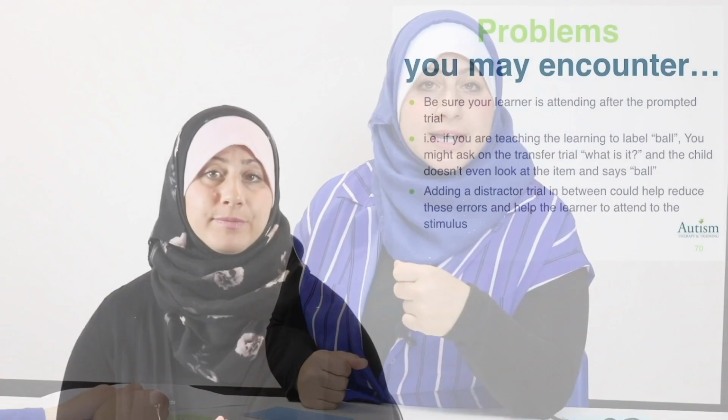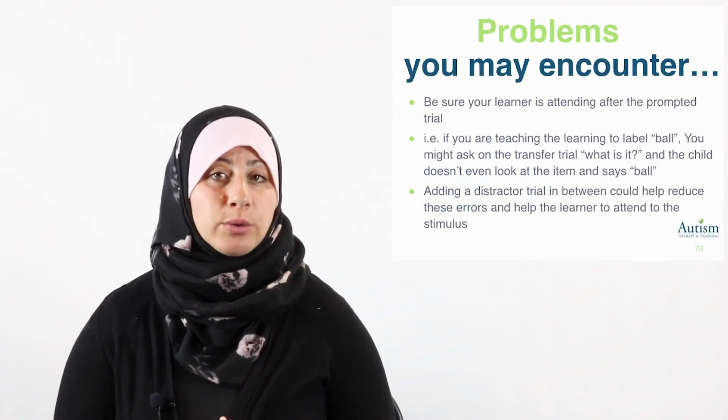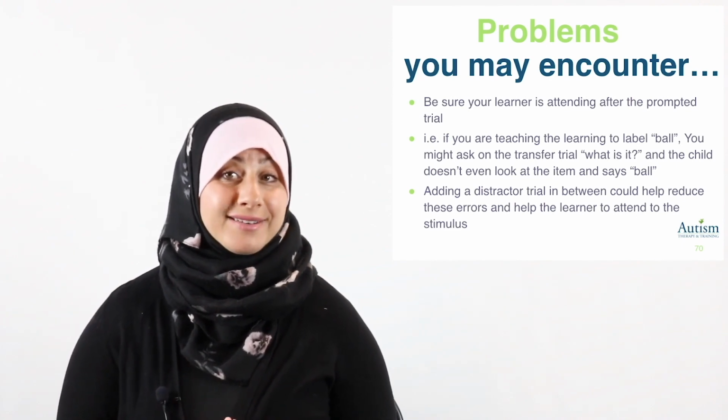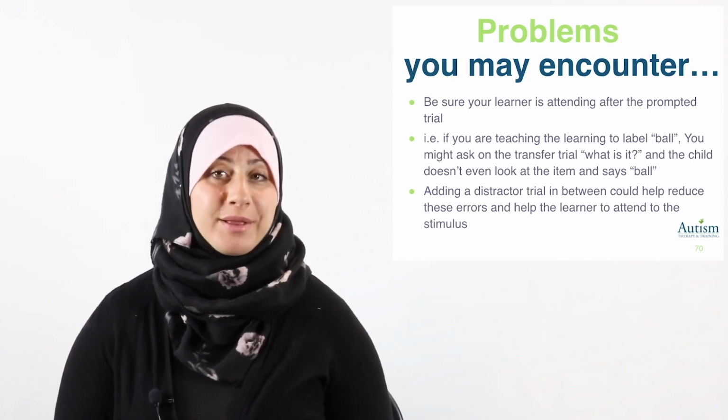As you can see here, I presented the SD, what does a bear say? And I then provided the verbal prompt, grrr. And the learner echoed and said, grrr. Then I restated my SD, what does a bear say? And they said, grrr, which was the correct response. All right, let's do a secret word. The word is watermelon. Again, the word is watermelon.